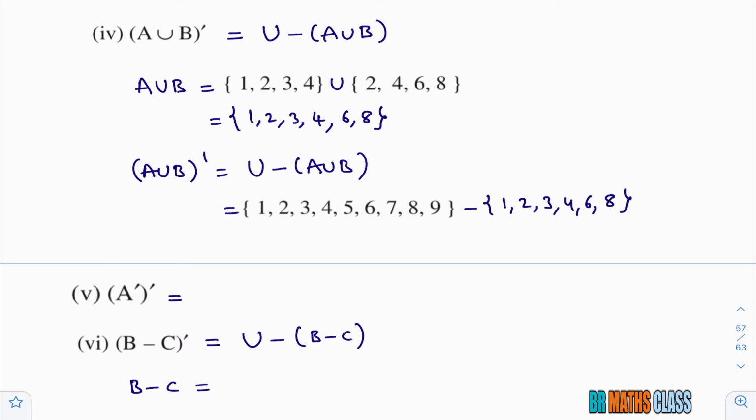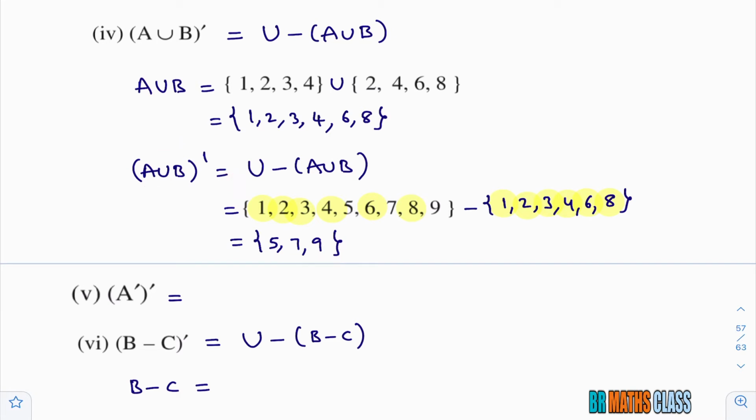Now the difference of these two sets. You just identify the common elements. What are the common elements? 1 is common in both, 2 is common in both, 3 is common in both, 4 is common in both, 6 is common in both, 8 is common in both. What will you get here? 5, 7, 9. A union B whole complement is 5, 7, 9.